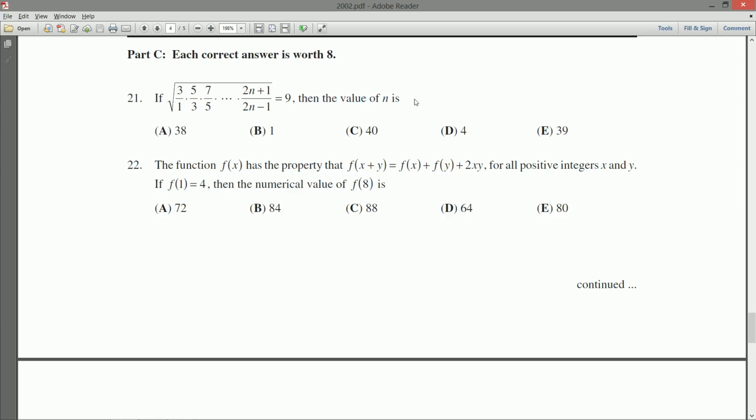Not a bad question. It's a little hard to work with right from the get-go, because if I don't know what n is, I don't know how many of these terms I should be writing out to try and manipulate as an equation. But this is an excellent example of something called a telescoping problem or a telescoping equation, and I'll show you what I mean. Let's jump into the notepad.